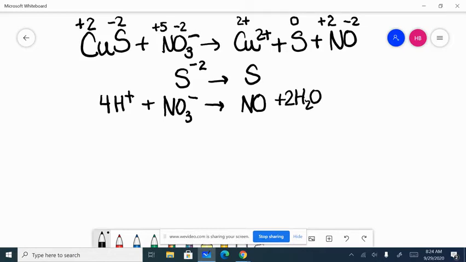Now we have to balance the charge. So remember, we only have electrons to work with. So we're going to bring the more positive side down to the more negative side. So I have a total of -2 on the reactant side for sulfur and 0 on the product side. So I'll add 2 minuses to the product side.